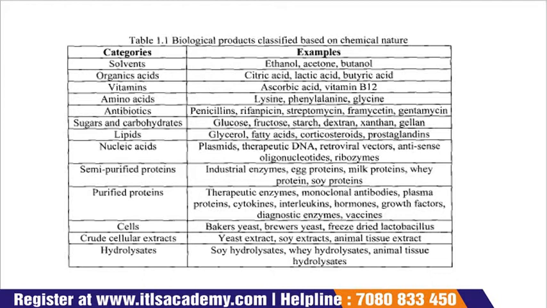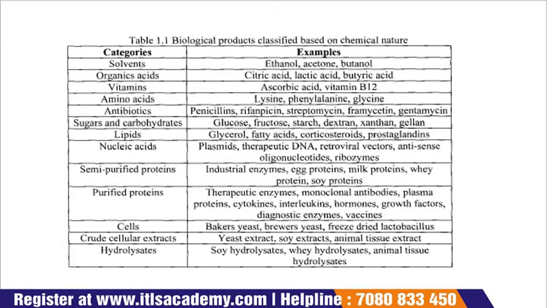The next category is sugar and carbohydrates. The examples are glucose, fructose, starch, dextran. And the next is lipids. Examples are glycerol, fatty acids, corticosteroids. The next category is nucleic acids. The examples are plasmid, therapeutic DNA, retroviral vectors, antisense oligonucleotides, ribozymes. The next category is semi-purified proteins. The examples are industrial enzymes, egg proteins, milk proteins, whey proteins, soya proteins.